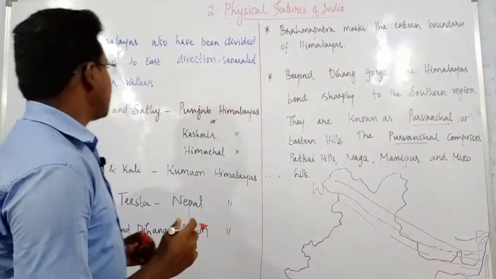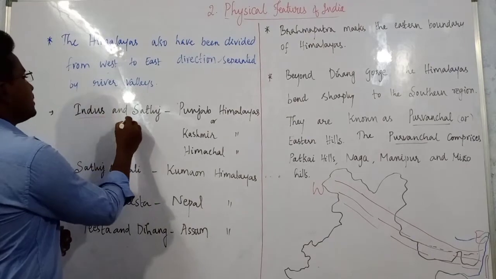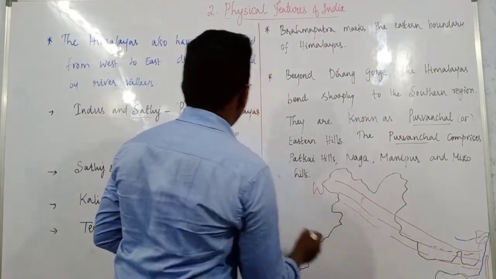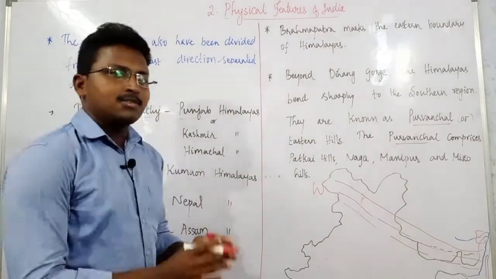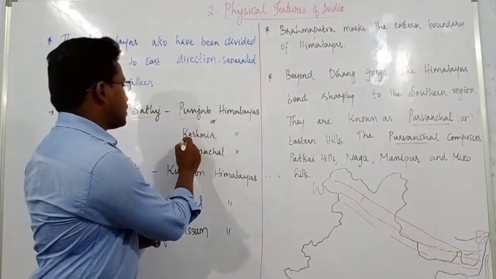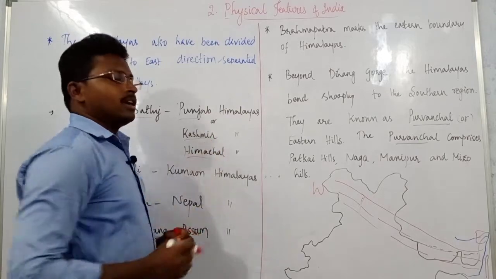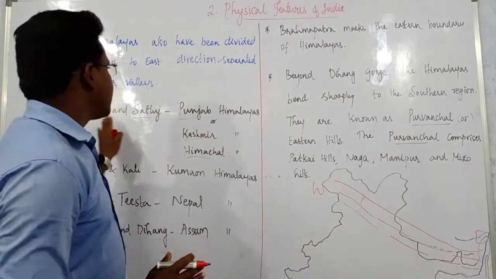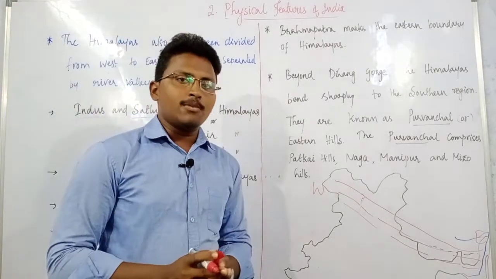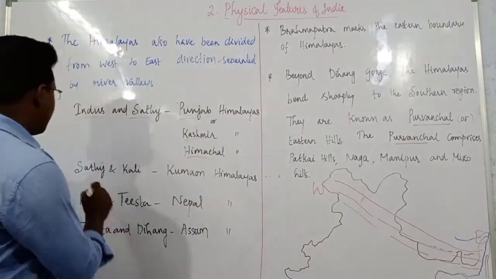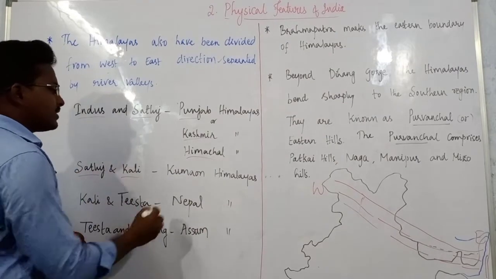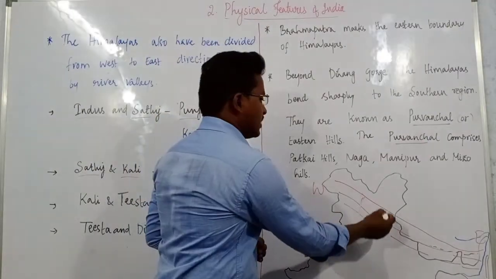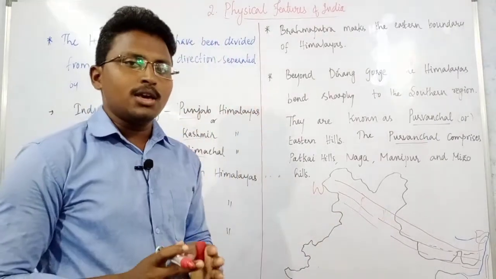The first one is between the Indus and Satluj rivers. We call those Himalayas the Punjab Himalayas, or sometimes we may also call them the Kashmir Himalayas or Himachal Himalayas. So between Indus and Satluj, we call them Punjab Himalayas. Then between Satluj and Kali river, we call them the Kumaon Himalayas.